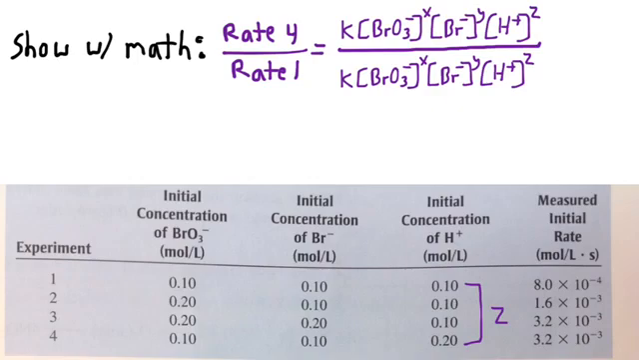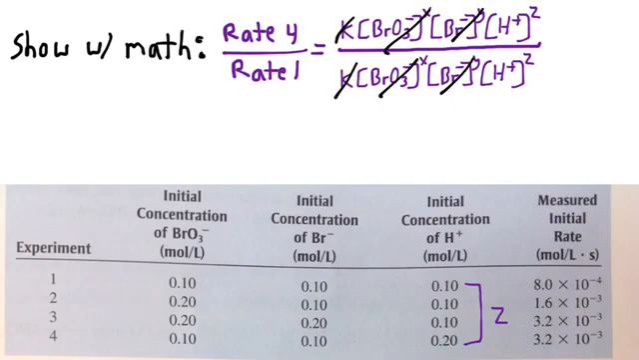So if we do rate 4 and rate 1, we'll find z, and we just write them both and divide them. And then you plug in everything. So k is the rate constant, so for an experiment it's going to be constant, so that cancels out.